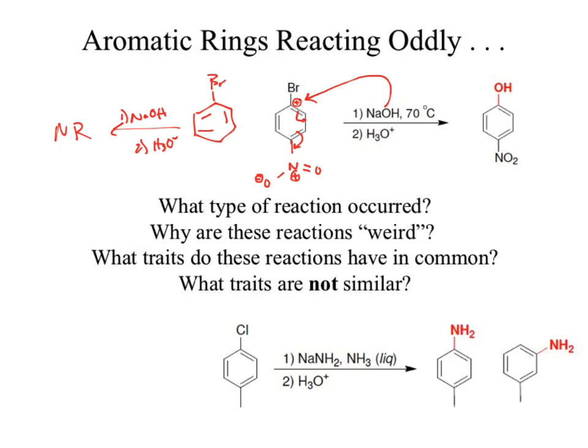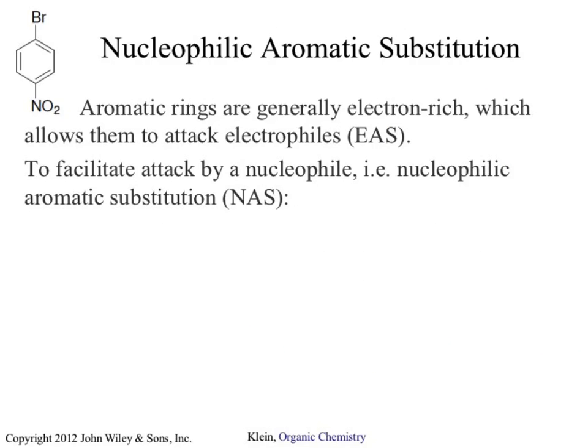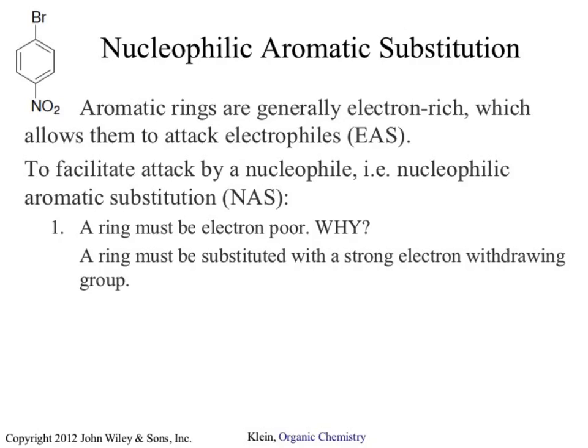Okay. So we get two interesting reactions coming out of these. Under one case, you have to use a strong nucleophile or base and a deactivated ring. The next case, you need a strong nucleophile or base and a mildly activated ring. Okay. What's happening in these is known as NAS, or nucleophilic aromatic substitution. I know we're done. Okay. Your ring must be electron poor. We showed the resonance effect, so that's why we need the withdrawing group.